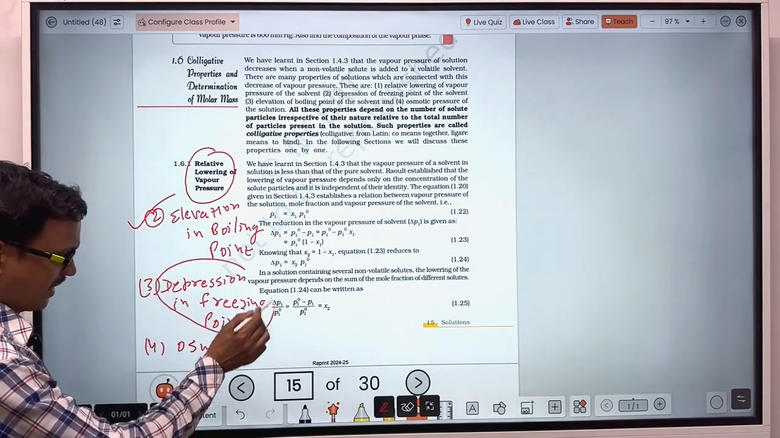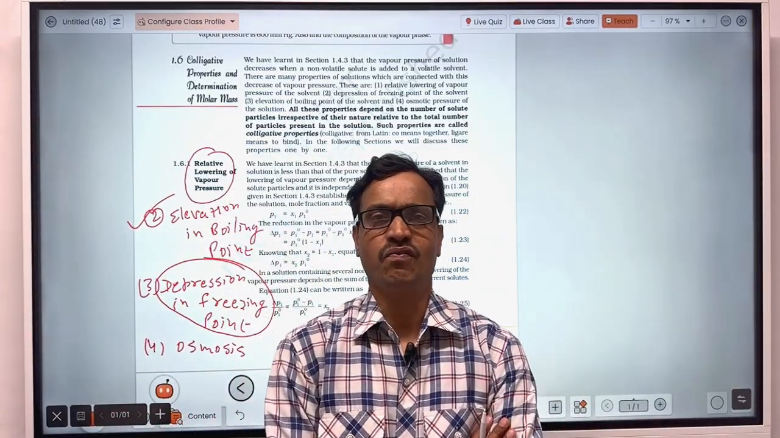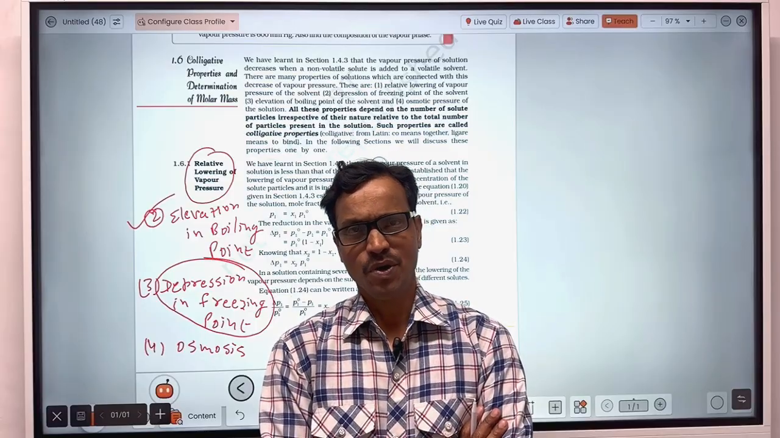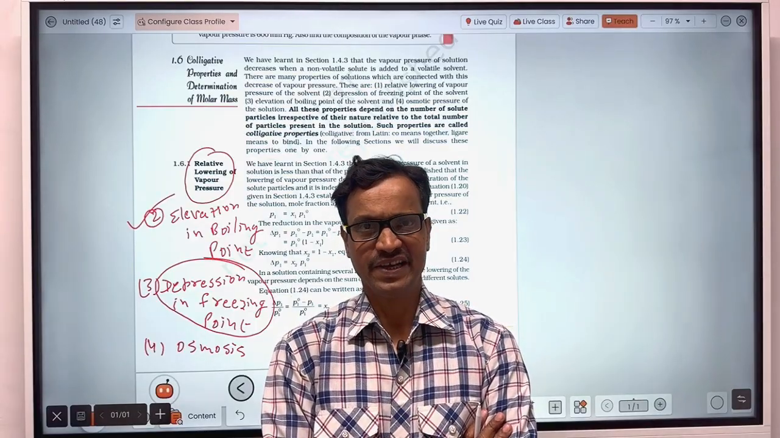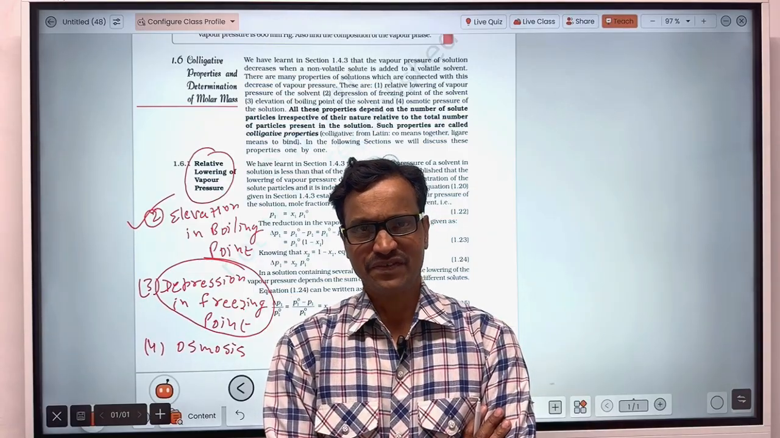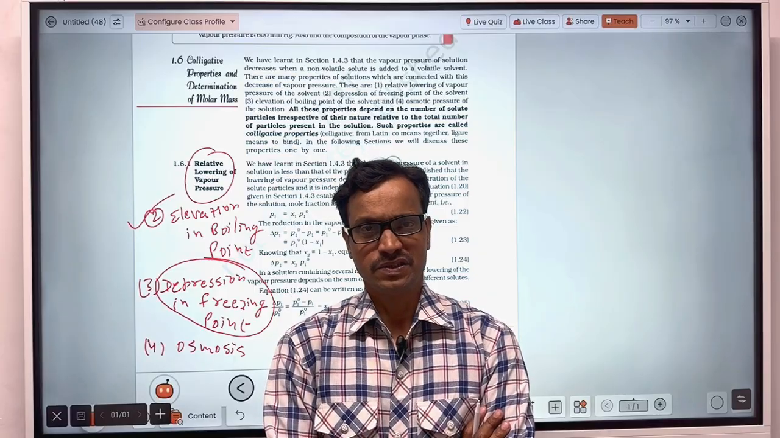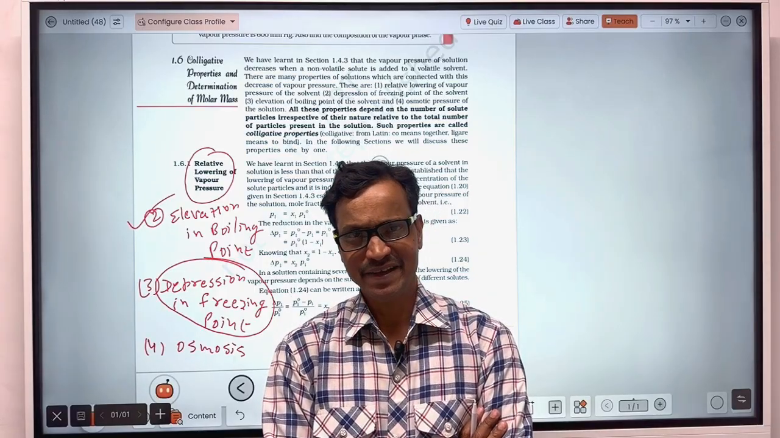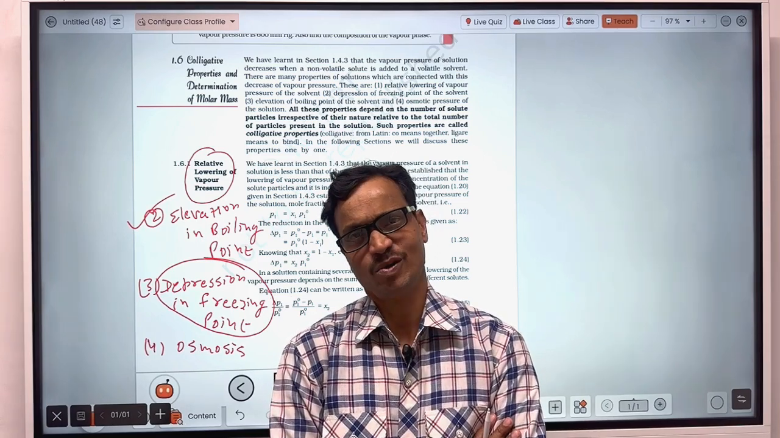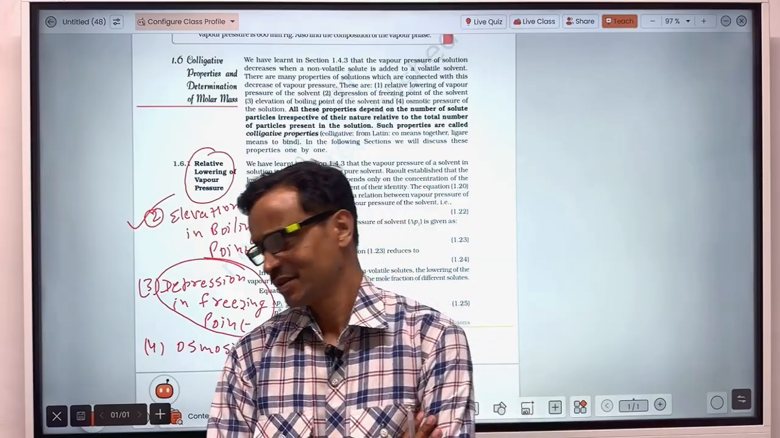Their freezing point will decrease. Like that, the freezing point of water is 0 degrees Celsius. So when you dissolve any solid in a liquid, then the water will freeze at a temperature lower than 0 degrees Celsius. Maybe at -1 degree Celsius, -2 degrees Celsius, or any other temperature lower than 0 degrees Celsius.